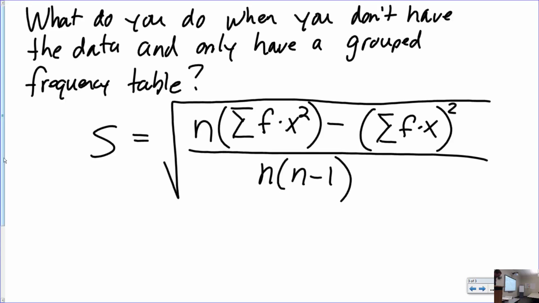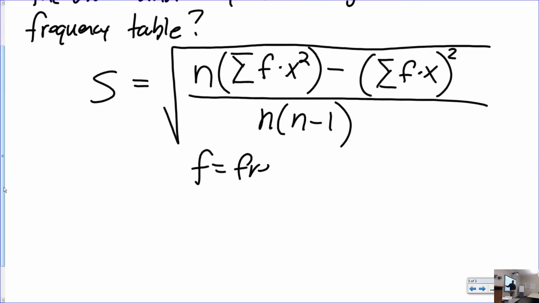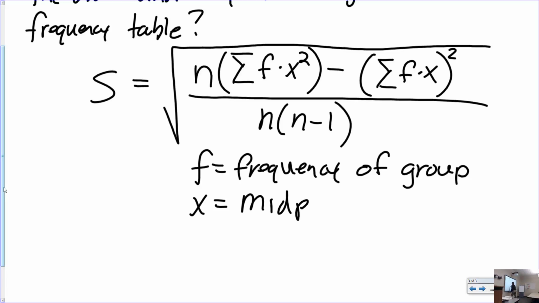That is a very scary formula, folks. F is the frequency of the group. X is the midpoint of the group. These sorts of formulas, folks, are the bread and butter behind statistics. There's lots of summing of products of squares, squaring sums after you have multiplied them together.